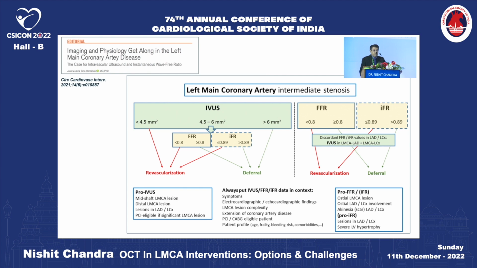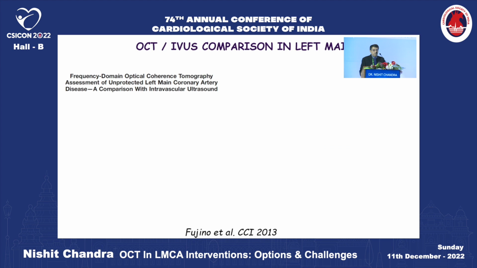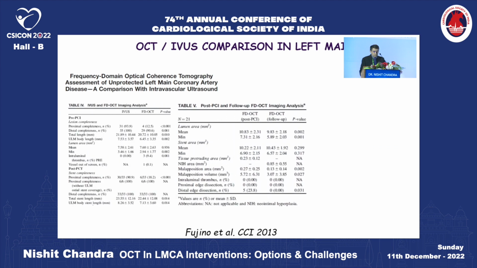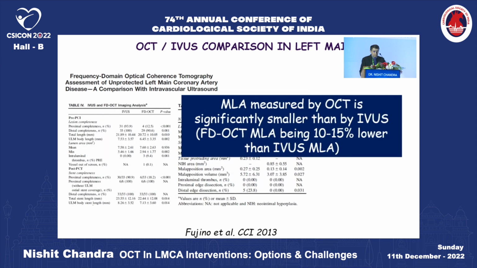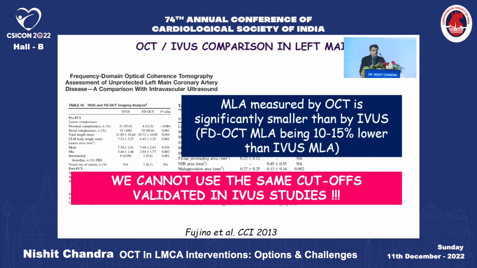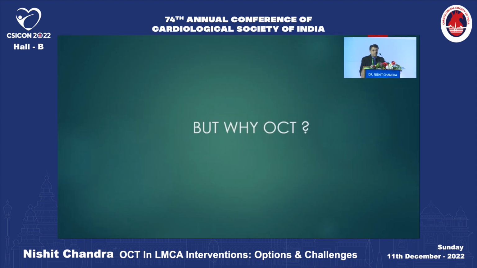But can we apply these IVUS criteria in the OCT arena, because the resolution is different? To answer this question, a study was done, and it was found that the MLA measured by optical coherence tomography is significantly smaller than by intravascular ultrasound, the FD-OCT MLA being 10 to 15% lower than the IVUS MLA. So we cannot use the same cutoffs as IVUS in the OCT. But despite this, still people are using OCT in left main.